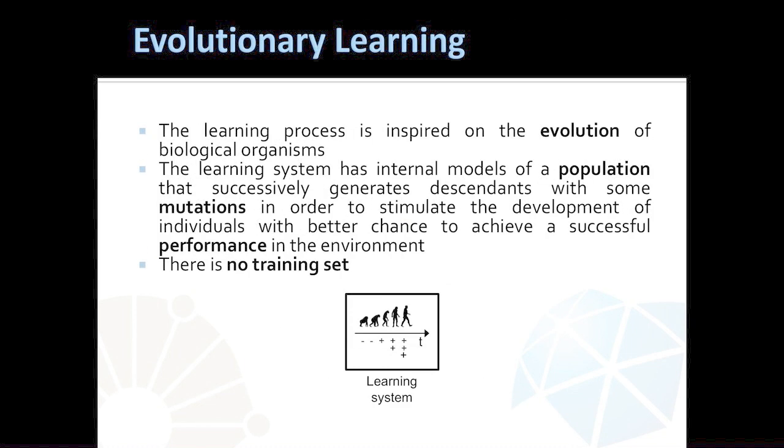In evolutionary learning, the learning process is inspired by the evolution of biological organisms. The learning system has internal models of a population that successively generates descendants with some mutations in order to stimulate the development of individuals with better chance to achieve a successful performance in the environment. There is no training set.